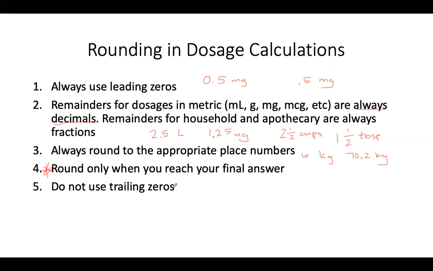And do not use trailing zeros. So let's say that something is 1 milligram. You're supposed to give 1 milligram, and you write 1.0 milligrams, and someone misses this decimal place there. You can end up giving a dose of 10 milligrams when they were supposed to only get 1. So most of these rules are for patient safety.